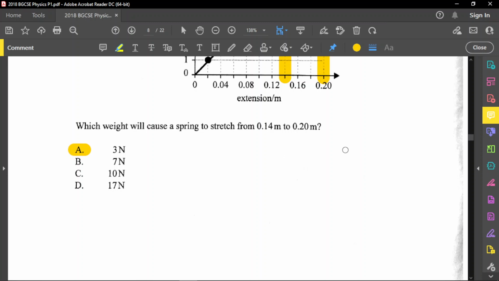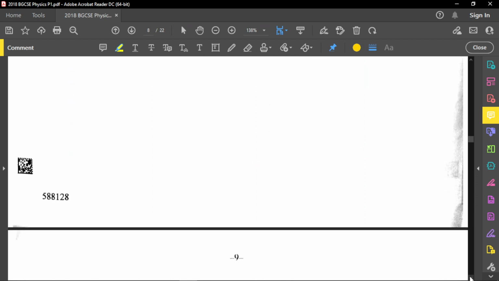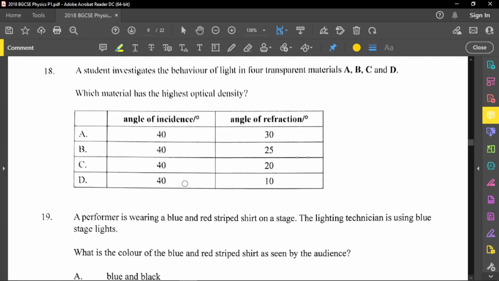All right. Next question here now. Question number 18. It says a student investigates the behavior of light in four transparent materials, A, B, C, and D. And notice here is the angle of incidence and the angle of refraction. Which material has the highest optical density?